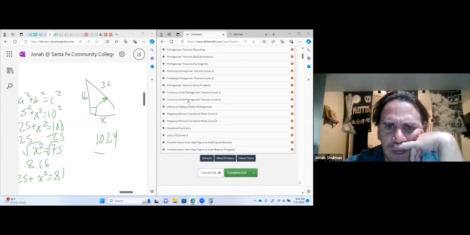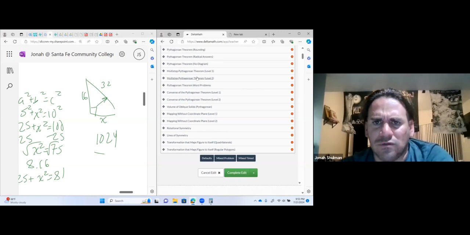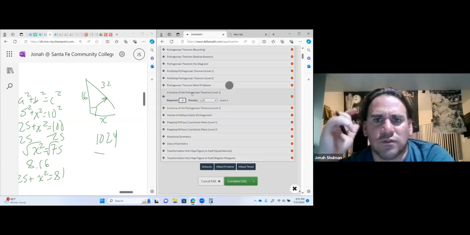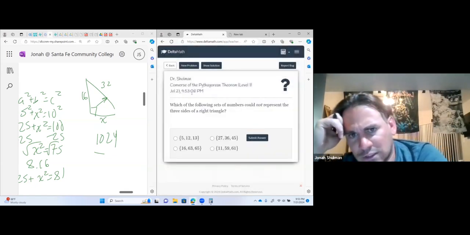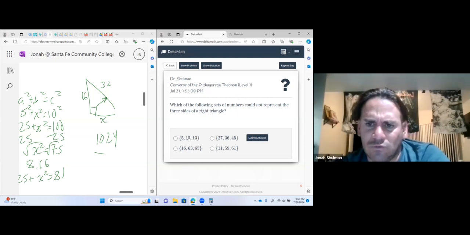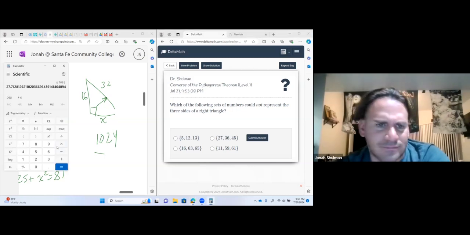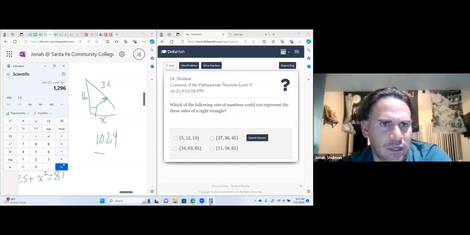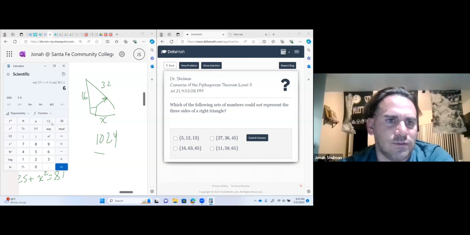All right, so now we're going to do some backwards and some other stuff. So let's do this converse. Which of the following cannot represent the three sides of a right triangle? 5, 12, 13 works. 25 plus 144. So the best thing to do is you just work it out, right? 27 squared plus 36 squared. And then all you have to do is take the square root. Oh, that's what was happening. I wasn't hitting equals first.